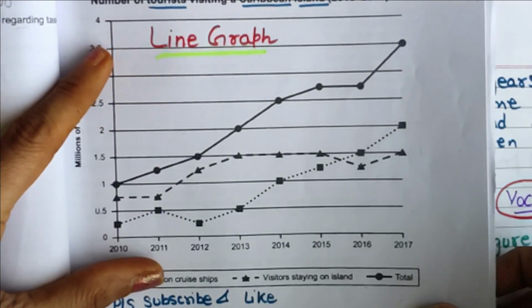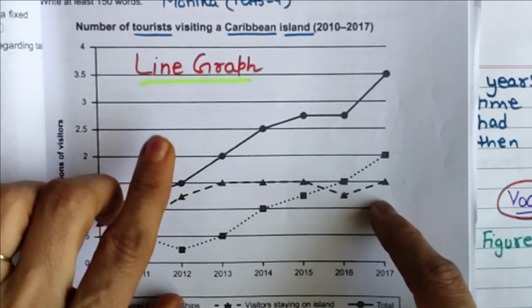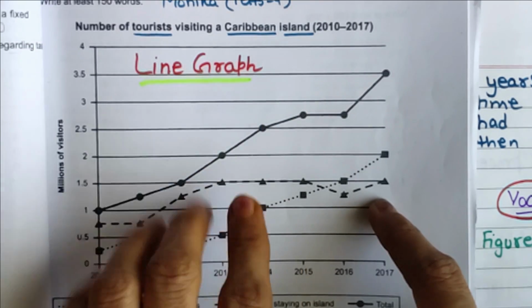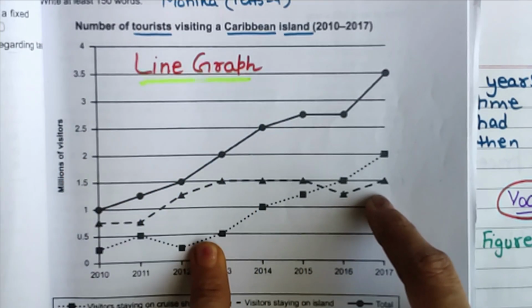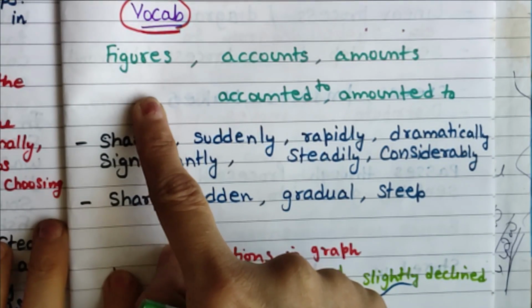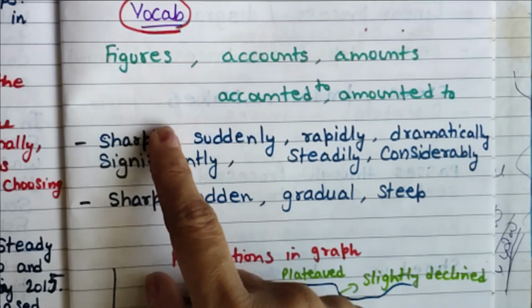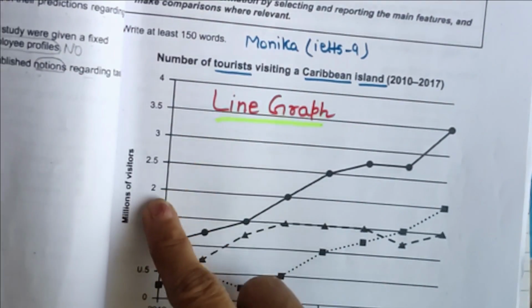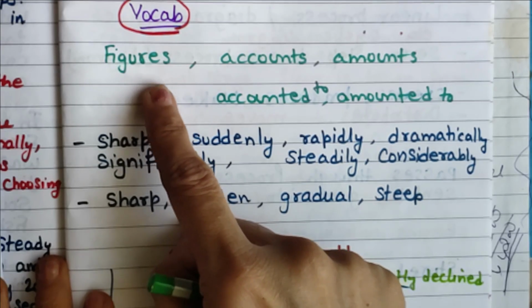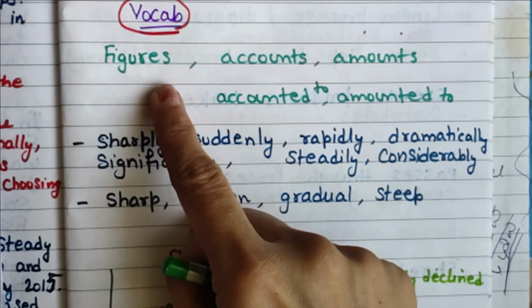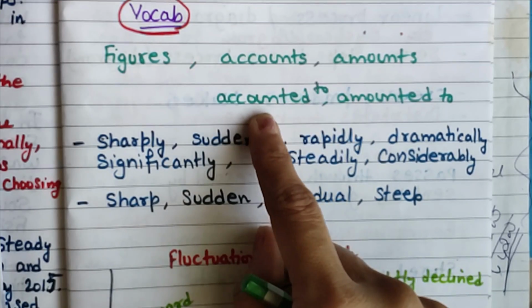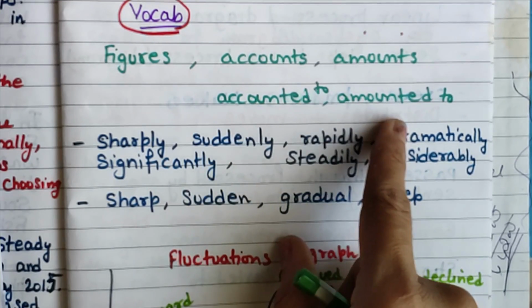Now this is a line graph. Basically you need to analyze the line graphs here, and you need to write. How you will write and what the vocabulary words are, I will be showing now. Yes, figures: for showing whatever the figures are showing, you will be using the word figures, but not in every sentence. The figure for this year accounted for or amounted to, so you can use the past tense, accounted for, amounted to.